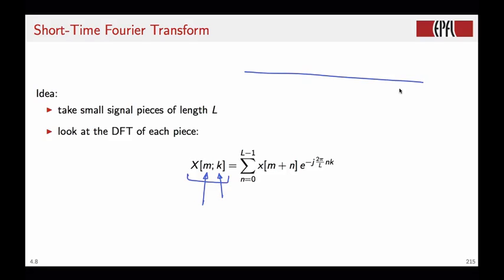So this is your signal. You start here at M, you take L points, and you perform a DFT. And then you move M to another point and compute another L-point DFT, and so on and so forth. The values of the STFT coefficients for M and K are given by the sum from 0 to L minus 1, so a standard DFT over capital L points of the signal samples starting at M, times e to the minus j 2 pi over L K.